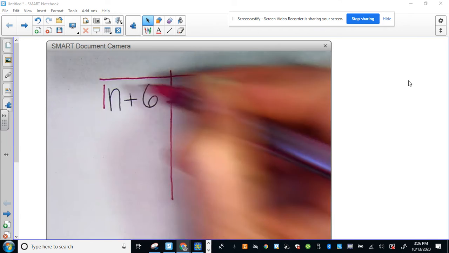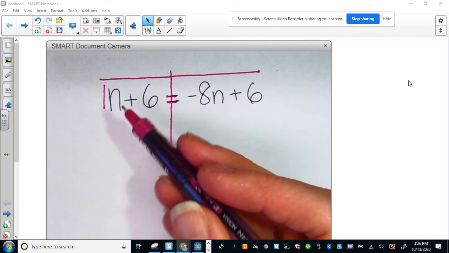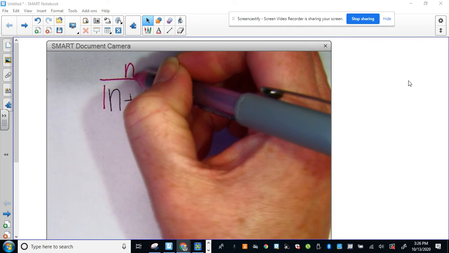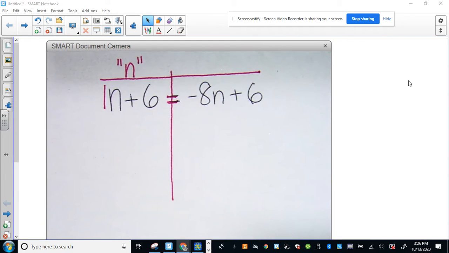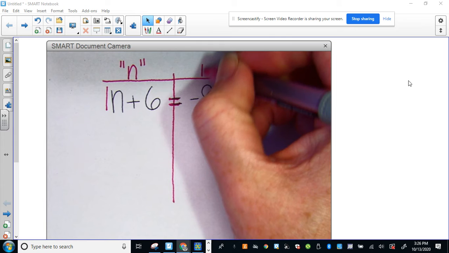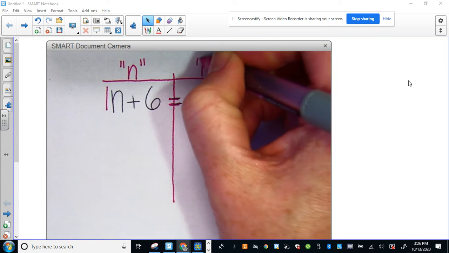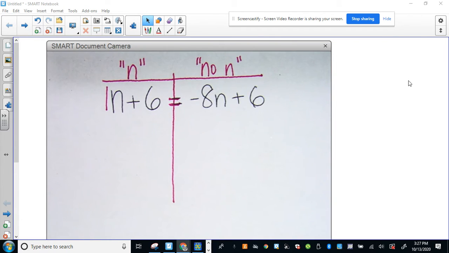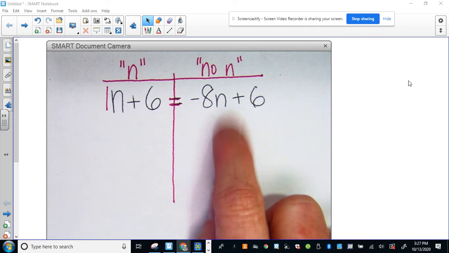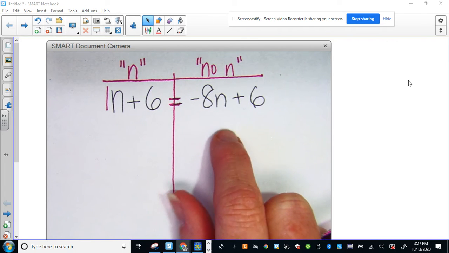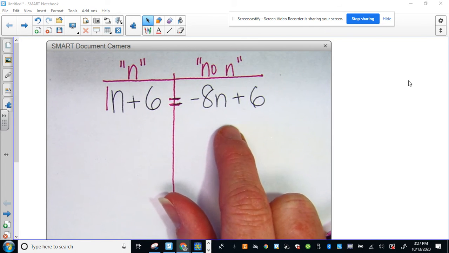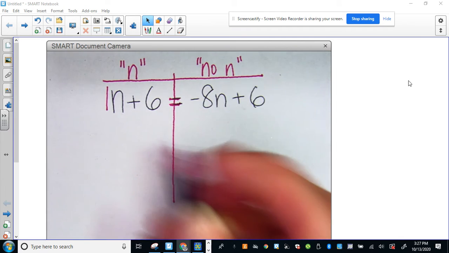Since 1n is on this side, and it's the winner, this side is where we put everything that has an n. And this side is everything that doesn't have an n. So all the n's have to go on this side, and then all the non-n's or just plain numbers go on this side. So we're going to treat each piece as a separate piece.